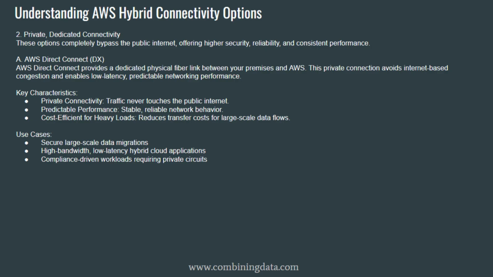AWS Direct Connect provides a dedicated physical fiber connection between your on-premises environment, such as a data center or corporate network, and AWS. This connection does not travel over the public internet at all. Instead, traffic flows through a private network path directly into AWS, which significantly improves reliability and consistency.